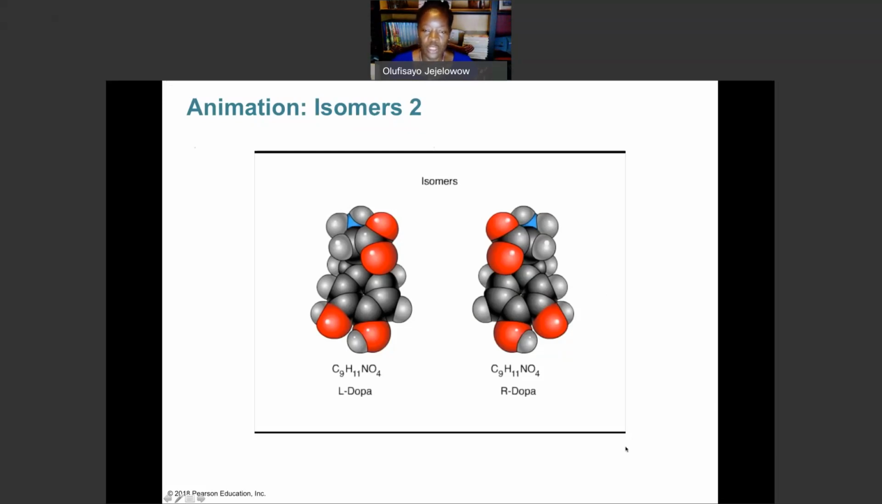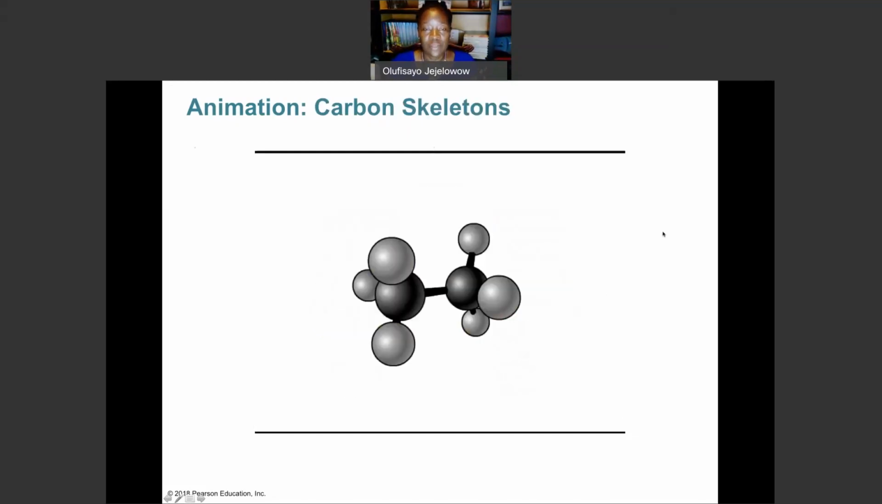So these are enantiomers. They are mirror images of one another. If you flip this, these 2 are mirror images of each other, L-DOPA and right-sided DOPA. So if you turn the molecule left, you get L-DOPA. If you turn the compound right, then you have the R-DOPA. But even that structural change means a significant difference in function, which impacts life differently.